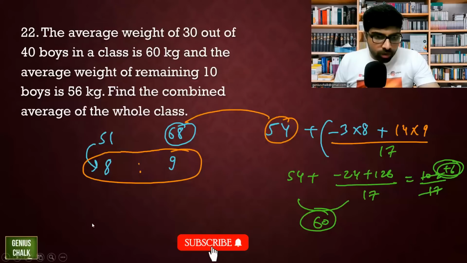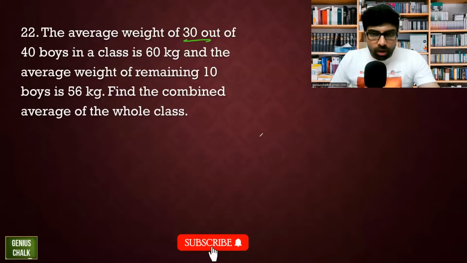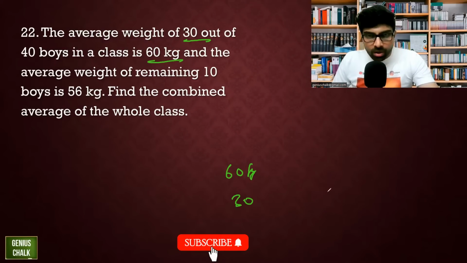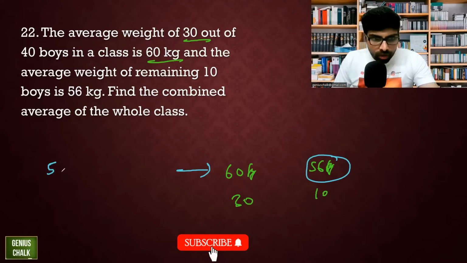Let's apply it in other questions also, which we have solved. Now, 30 students out of 40. So there were 30 students, their average is 60 kg. I write it here so that you don't get confused. So this is 30 students, 60 kg. Remaining 10 boys is 56 kg. Now overall is to be found. Let's take 56 as overall. How much extra is there? 4 extra is there in 60. And this 4 is for 30 students.